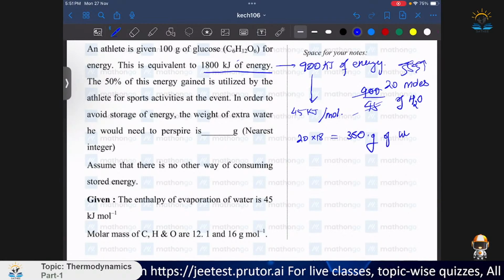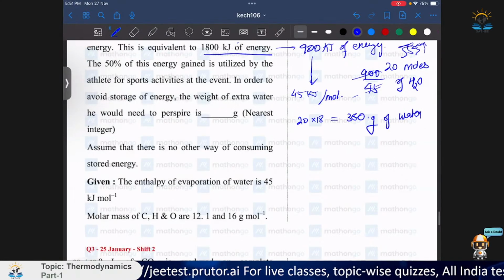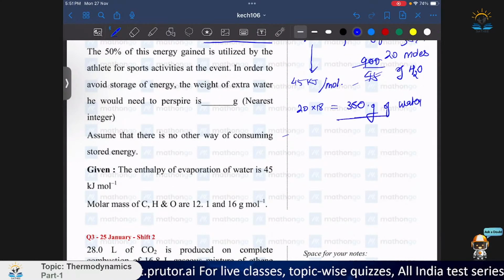360 gram of water. Right? So this is the answer.